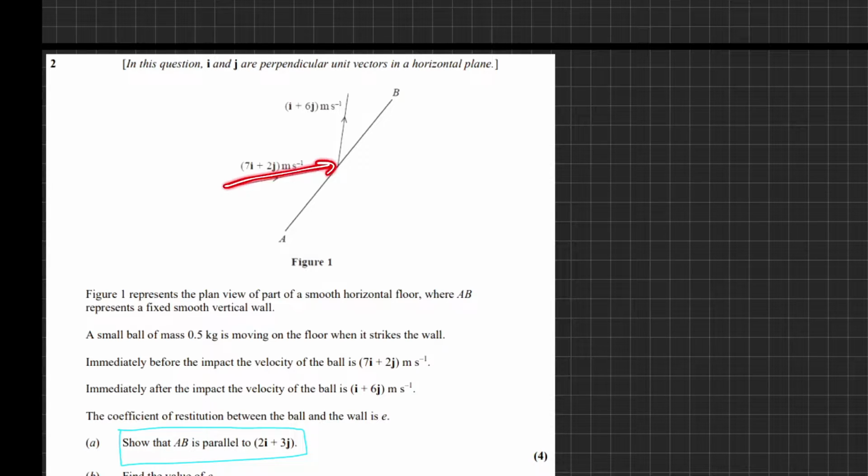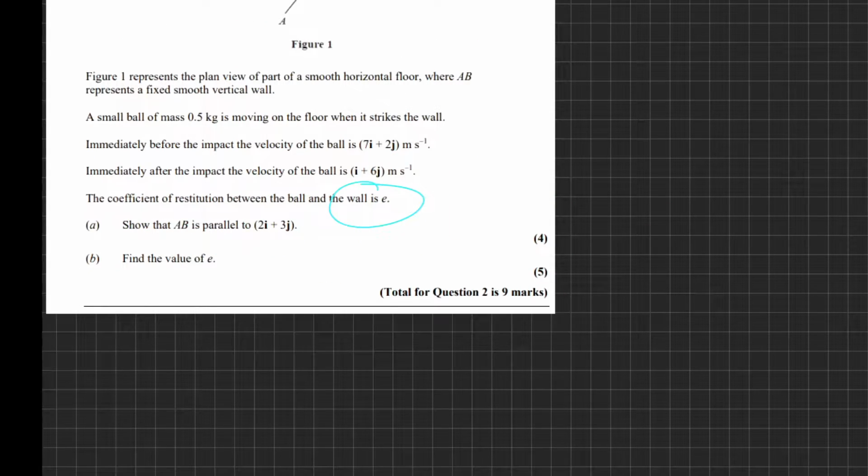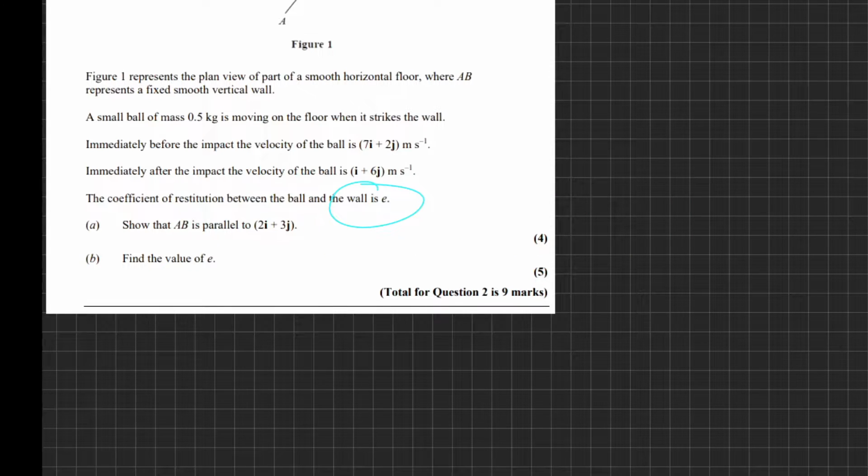Okay, we know the initial velocity. We know the final velocity. We don't know the coefficient of friction. That's the whole goal of this question, to find the coefficient of friction. However, they're not dropping us straight in the deep end. They've given us a part A saying, show that the wall AB is parallel to 2, 3.